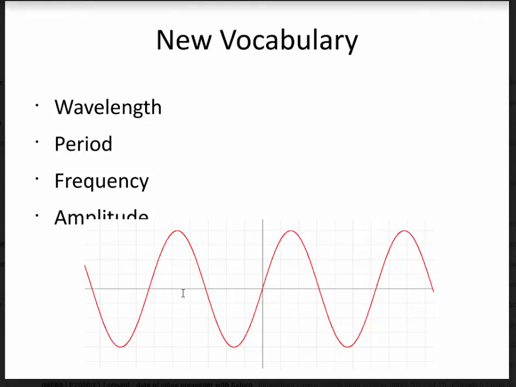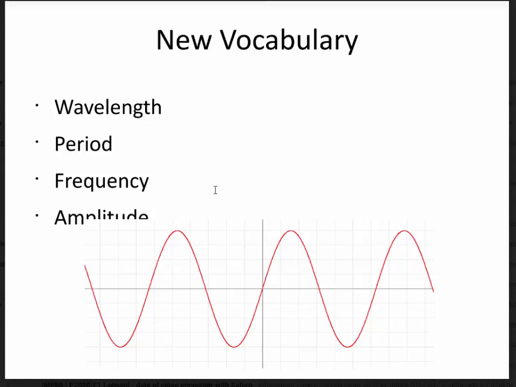So for example, equilibrium is here, and we can go up, and that's one amplitude. The top to the bottom, that's not an amplitude. That's twice the amplitude. It's called peak to peak distance, but amplitude is either from the top to the equilibrium or from the bottom to the equilibrium.